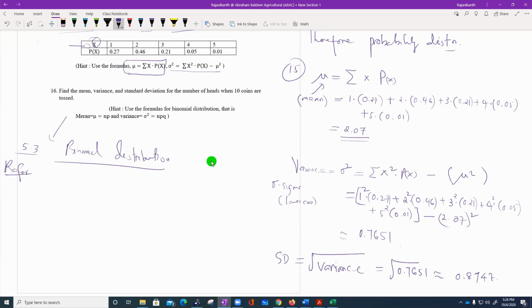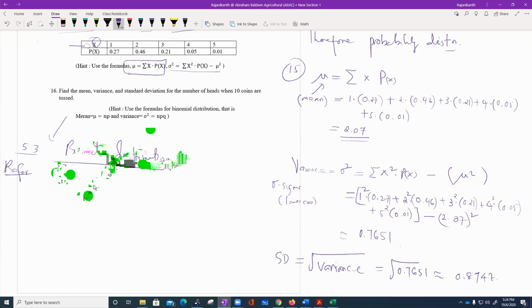So in this problem, what's happening? We are tossing 10 coins, right, simultaneously. So each coin will give you either heads or tails, but we are counting how many heads we are getting. So our task is to get what? Heads, right? When you get heads, you succeed. If you are not getting heads, you got failure, right? So please go and refer to your binomial distribution notes.